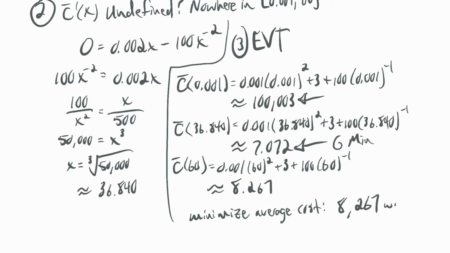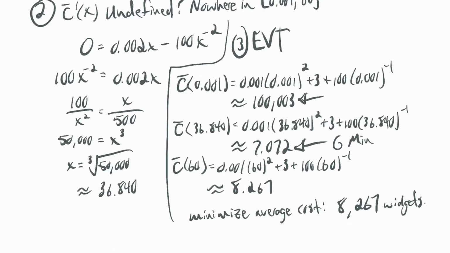8,267 widgets. And be careful in the online homework. The problem might want several things. It might want just the X value, so you put 8.267 potentially. It might want the number of widgets, so you have to put 8,267, right?